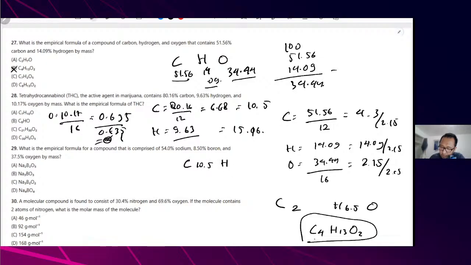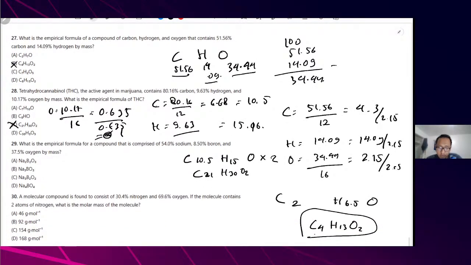C is 10.5, H is 15, and O is 1. Multiplying by 2, we get C 21, H 30, and O 2. Okay, so the answer should be C. It's pretty easy, right? Number 28.